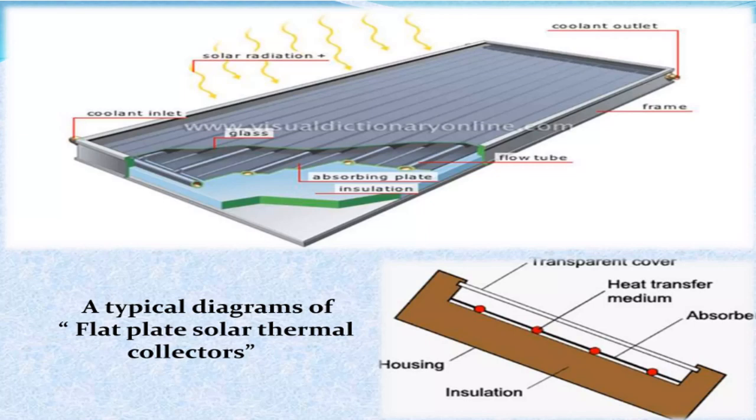Then we have typical diagrams of flat plate solar thermal collectors. So here there is the coolant inlet, the solar radiation being absorbed, the coolant outlet, a frame, and a flow tube, the energy transferring medium where the fluid basically transfers the heat. There is also the absorbing plate, insulation, as well as the glass that takes in the radiation. So it is a typical diagram of the flat plate solar thermal collectors. Let's move on to the next one.